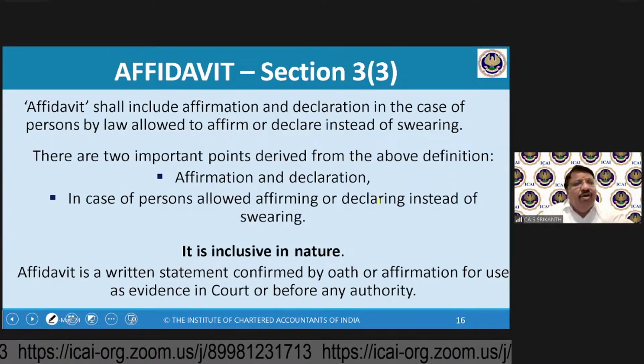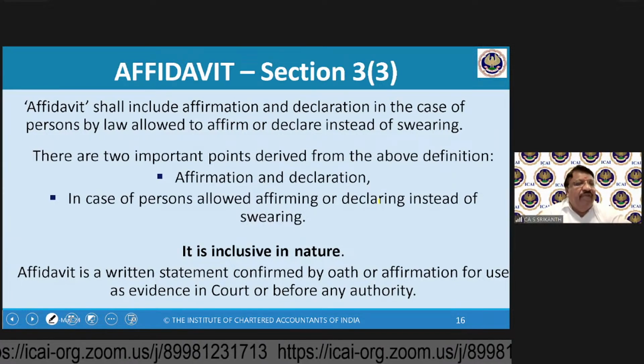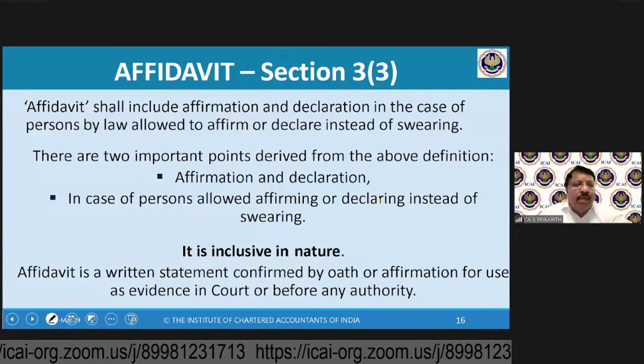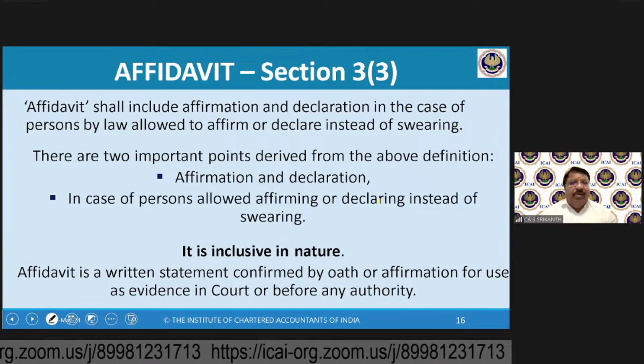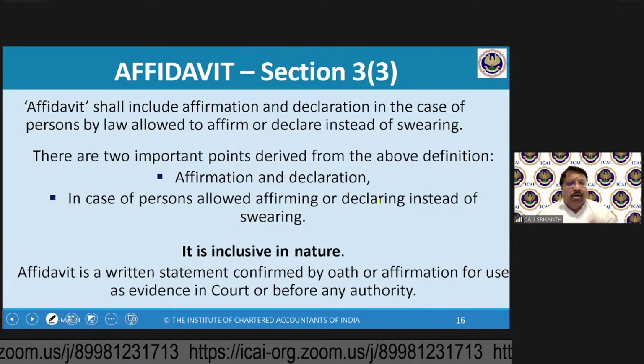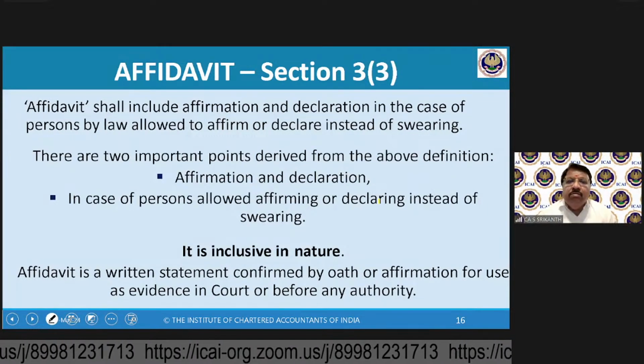Affidavit. Now, this is a nice word. Have you heard of this word affidavit? I'm sure you have. Sometimes we use the word affidavit. Affidavit is an affirmation, a solemn statement, a declaration. Affirmation means confirmation or statement of saying that this is what happened.